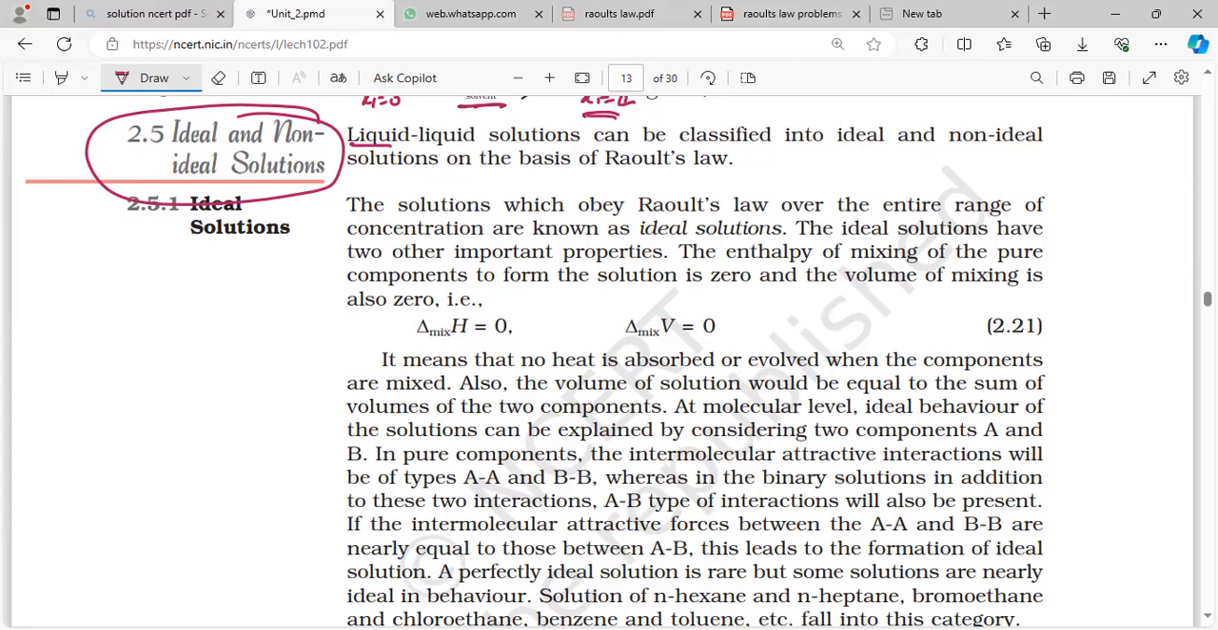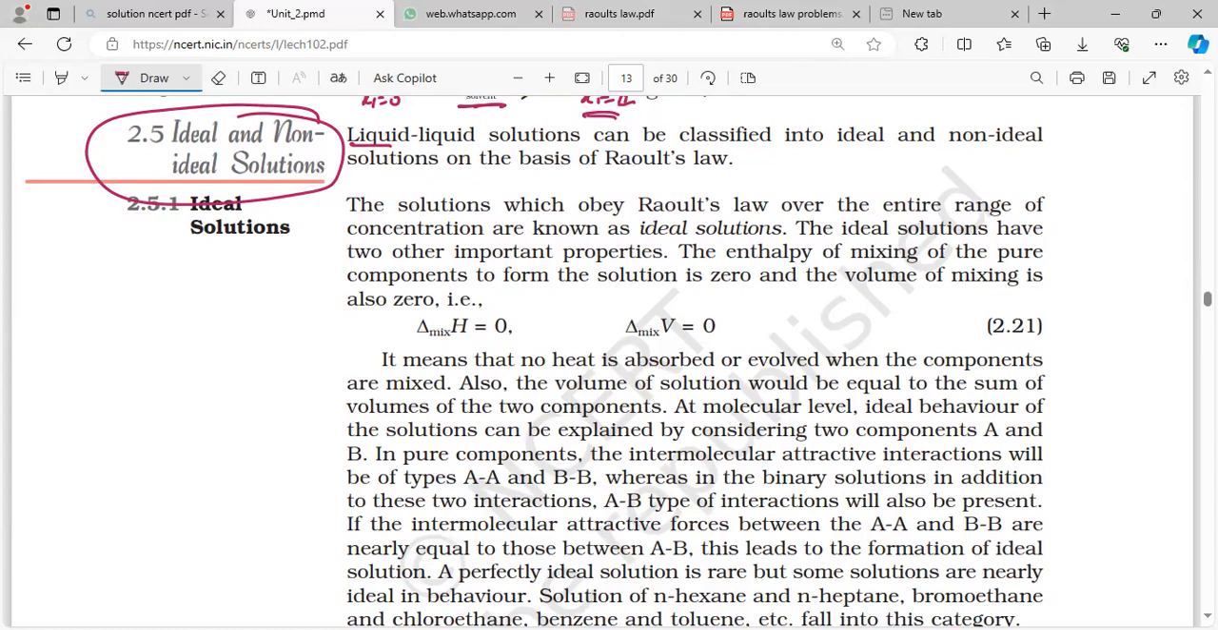Read loudly. Liquid solutions can be classified into ideal and non-ideal solutions on the basis of Raoult's law. Solutions which obey Raoult's law over the entire range of concentration are known as ideal solutions. You are reading very fast, I can't understand. Explain also. Solutions which obey Raoult's law over the entire range of concentration are ideal solutions. They have two other important properties.